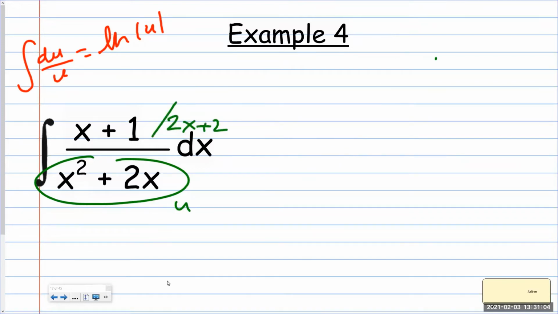2x plus 2. Now I want you to think about it. Do my x's cancel out using real algebra here? I have x plus 1 over 2x plus 2. They actually do. They don't look like they do, but what can you factor on the bottom?